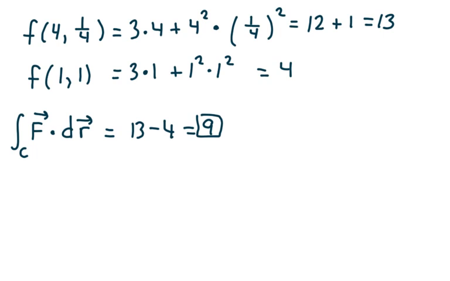Now, f of (4, 1/4) is equal to 13. f of (1, 1) is equal to 4. And so the integral over C of F dot dr is 13 minus 4, which is equal to 9. And in short, that's example 1. So again, I took k to be 0 because I just needed a potential function that works. And it's because we have a second part to this problem where we're essentially applying the fundamental theorem of line integrals.